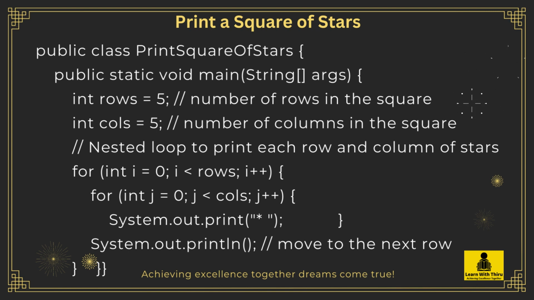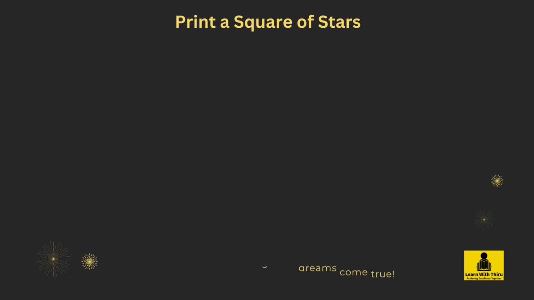System.out.print("*"). System.out.println(); // move to the next row. Closing curly bracket, closing curly bracket, closing curly bracket.